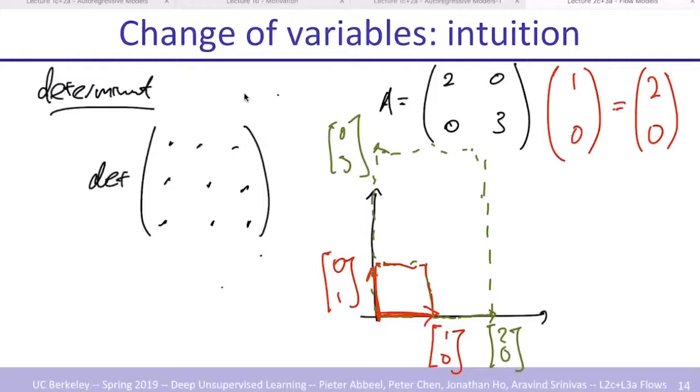Is that clear? Is this clear? Okay, cool. Right. So let's go back to normalizing flow.